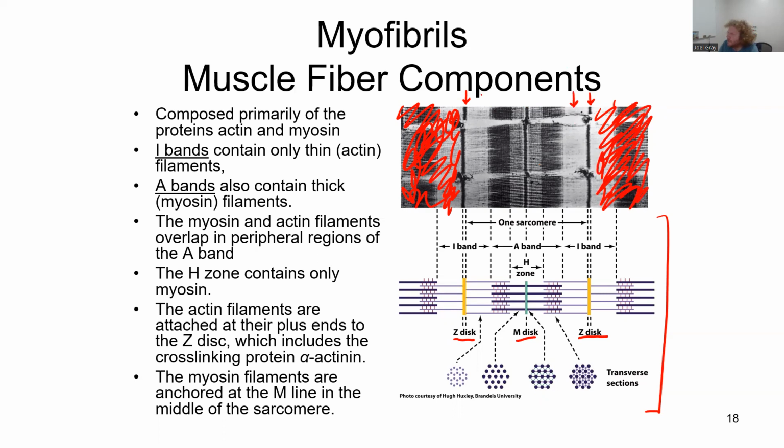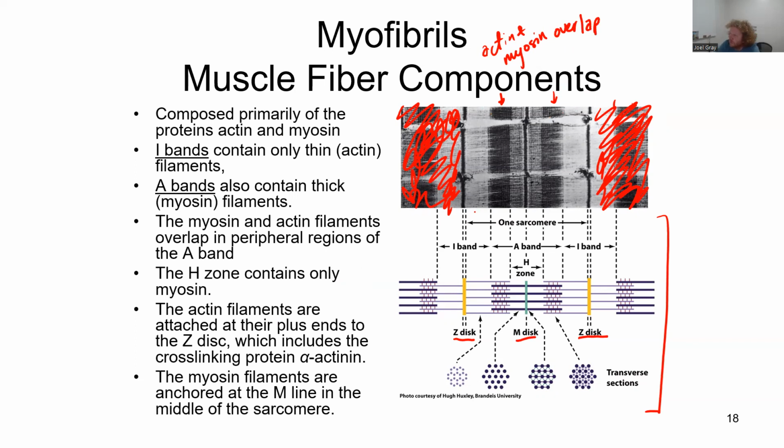But there are proteins here and there are proteins here. And those proteins are actin. Now, there's this dense region right here, which I'm going to erase some of my arrows. This darker region right here, that's actually where actin and myosin overlap.